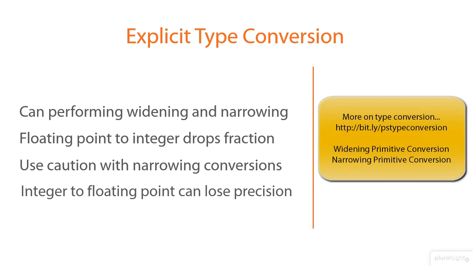The deep details of how these type conversions occur are beyond the scope of this course. But if you'd like to understand them in more detail, I've got that URL on the screen for you that actually points to the Java documentation that talks about those details. If you check that out, you'll particularly want to look at the sections on widening primitive conversion and narrowing primitive conversion.